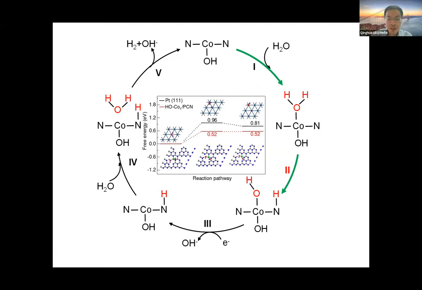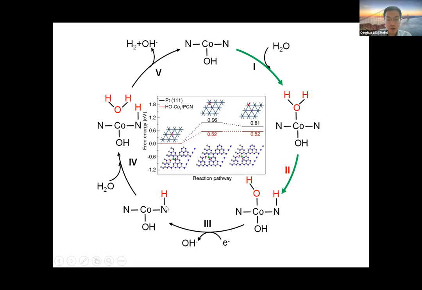In the first step, one water molecule was adsorbed on the hydroxyl cobalt nitrogen 2 active site. Then the water molecule was dissociated, and the dissociated hydrogen was adsorbed at the adjacent nitrogen atom.